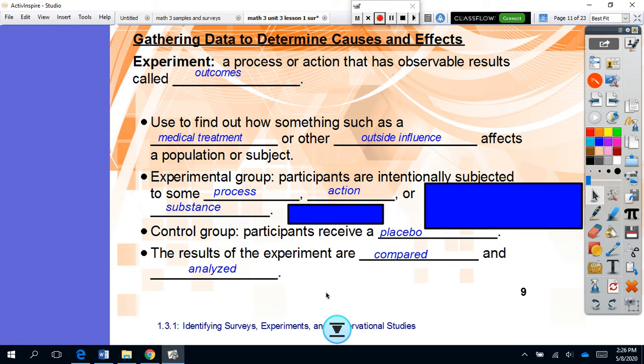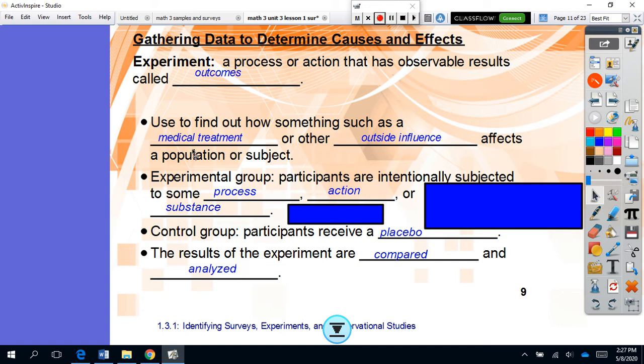So the last type of study, so far we've talked about observational studies where you do not interact with your subjects. Then we talked about a survey or sample survey where you ask them a question or you try to get a response about a certain thing, a certain trait. An experiment is a process where you get results that are called outcomes. In an experiment, you always have a treatment group, or an experimental or treatment group, and a control group. The treatment group has something done to them.